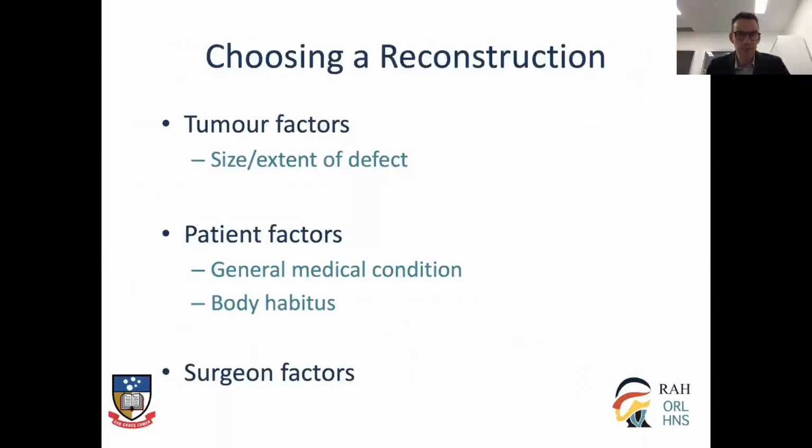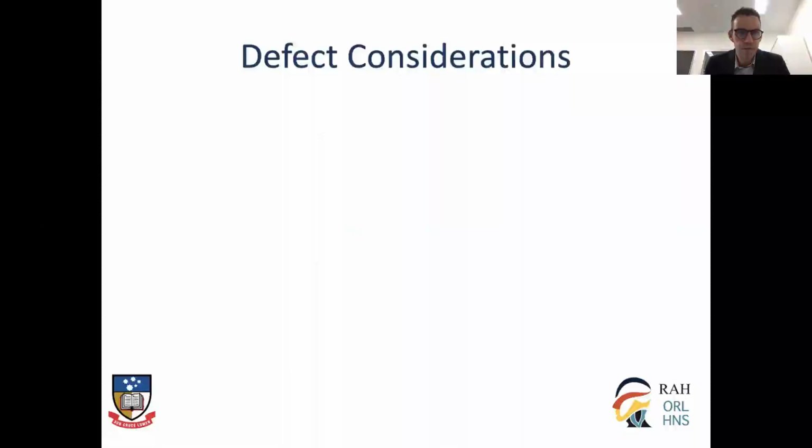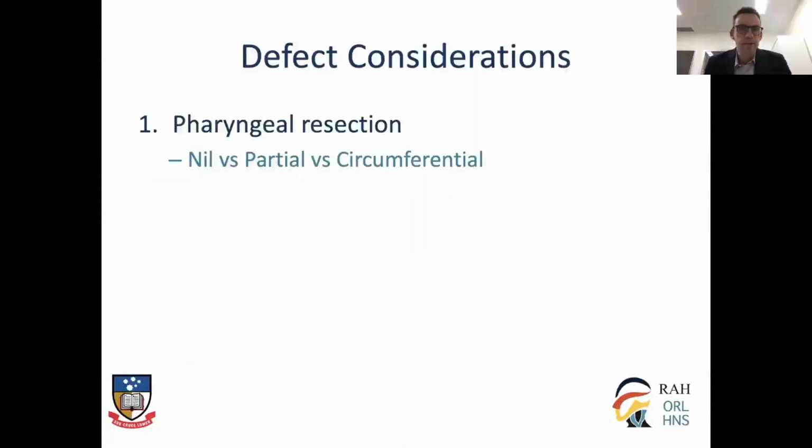So when we consider choosing different reconstructive options in our patients, we consider tumour factors, patient factors, and surgeon factors. And in particular, the tumour factors are going to form the basis of the algorithm that I'm going to run through in just one moment. So if we consider reconstructing different defects, what are the things that we look at and how does this influence our decision making? Well, the extent of pharyngeal resection is the first and foremost consideration.